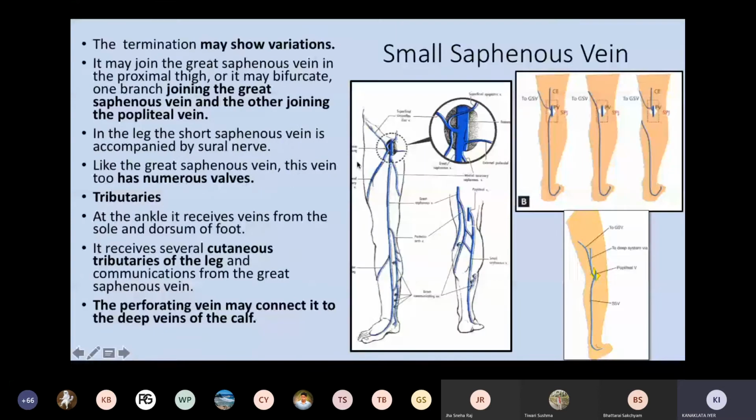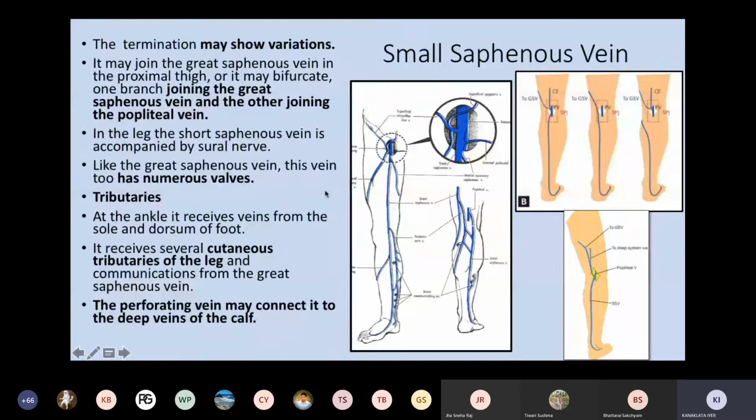Now these are the terminations. Sometimes there are variations. The normal is that it goes to the popliteal vein. Here you can see the popliteal vein and it enters into it. Sometimes it bifurcates and one part goes to the popliteal vein, the other joins the great saphenous vein from the medial side. Or here in this one, you can see that it is not going to the popliteal vein at all. It goes straight and joins the great saphenous vein, right? Okay, so these are the variations. The most important one is that it divides into two, and one joins the great saphenous vein and the other joins the popliteal vein.